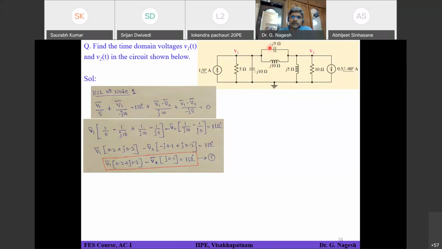Sir, I am getting 10J, minus 10J. You have written two expressions or one expression? Sir, I have calculated the net impedance, so it is coming minus 10J. What is your final expression? Is the final expression matching with me or not? Sir, everything is matching, but sir, the fourth term isn't matching.